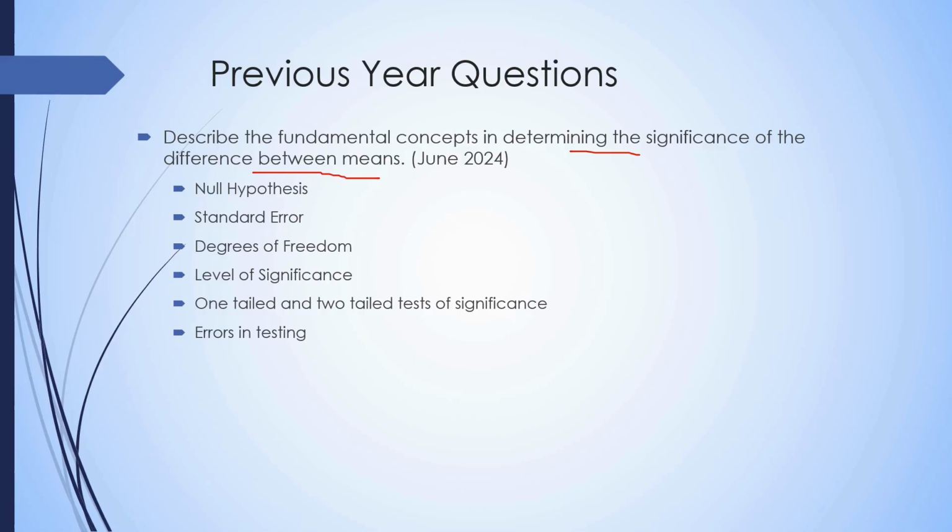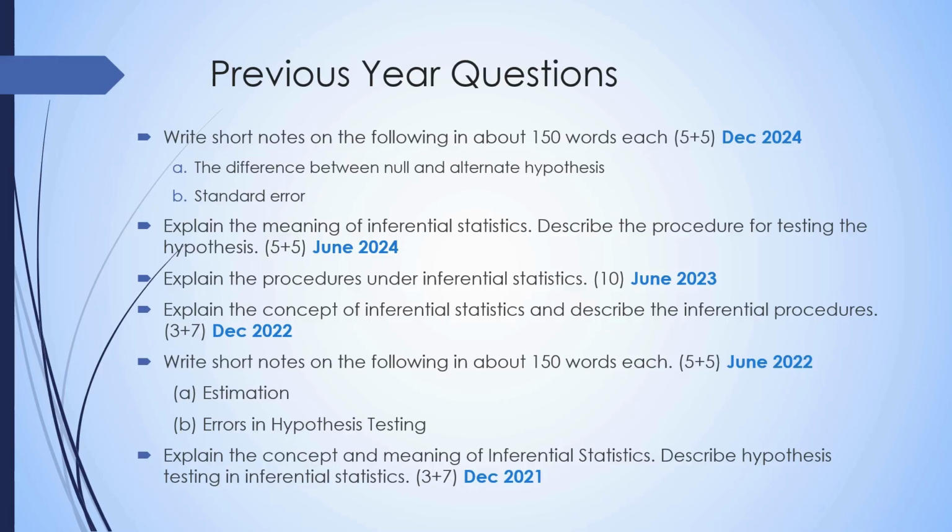The concepts that you have to include are null hypothesis, standard error, degrees of freedom, level of significance, one-tailed and two-tailed tests of significance, and errors in testing. This is a 10-mark question. If you write about all of these, you easily score 10 marks. Okay, let's look at the other questions that have come.